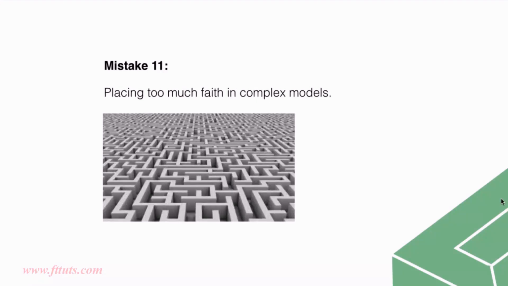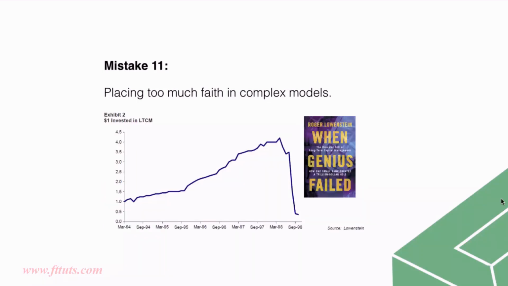11. Placing too much faith in complex models. It's typically the complex models that end up being the most overfit strategies. These strategies may work for a time, but end up blowing up when market conditions change or when something unexpected happens. A good example of this is the failed hedge fund Long-Term Capital Management, which utilized a fixed income arbitrage strategy developed by Nobel Prize winning scientists. The more complexity in a model, the more easily it is curve fit to the data and the harder it is to keep track of.